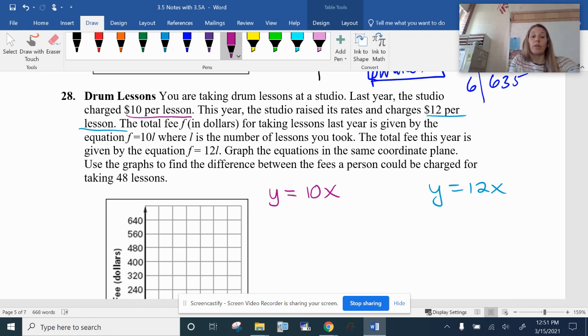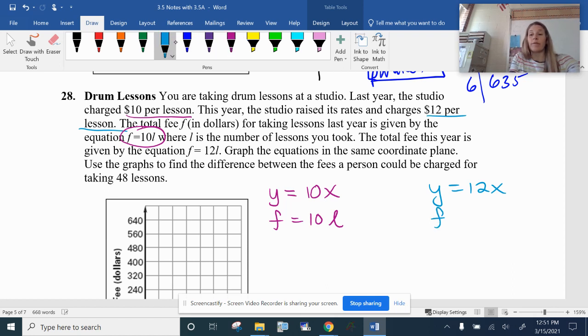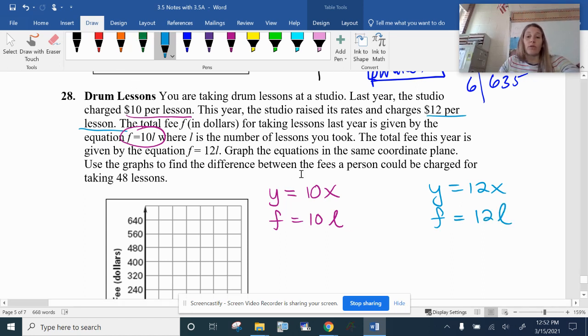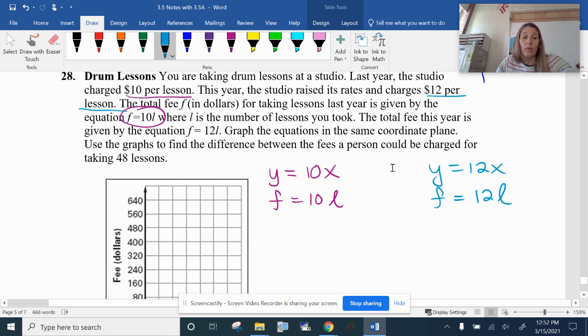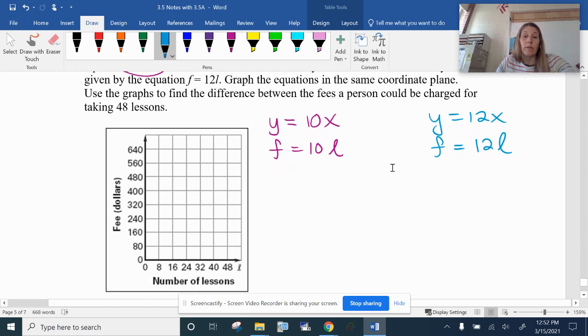So they're giving the equations in these different variables here. So they're going to use f and l, where f is going to be the fee and l is the lessons. And so for this one here, it would be the fee equals $12 times however many lessons. So let's graph these two. So let's graph the equations in the same coordinate plane, and then use them to find the difference between the fees a person could be charged for taking 48 lessons.